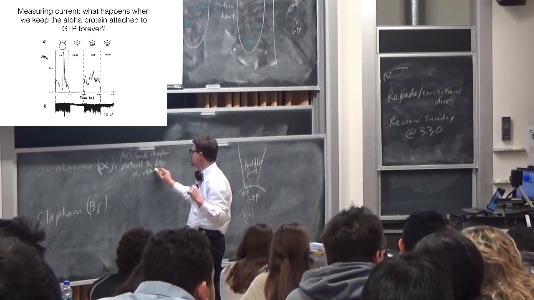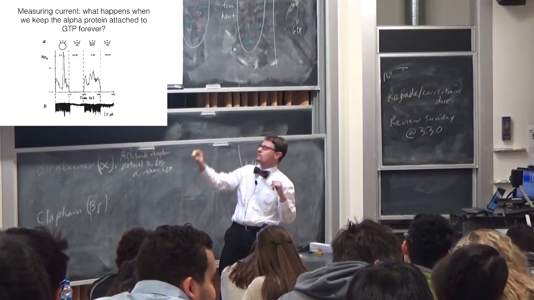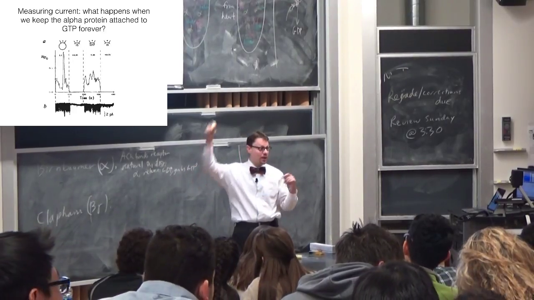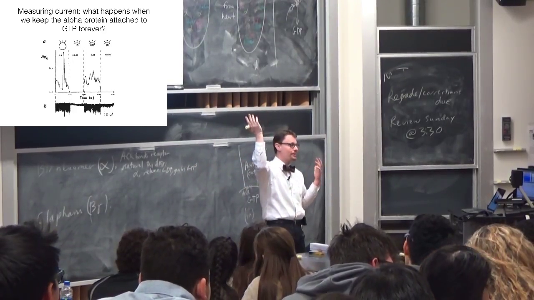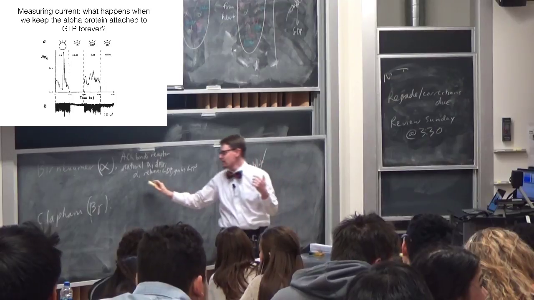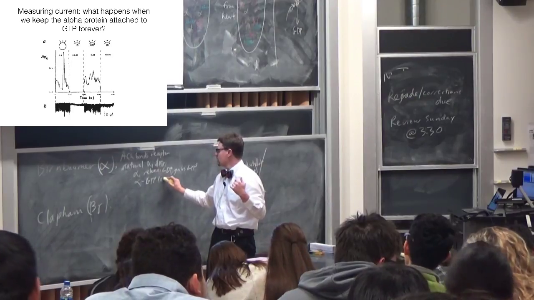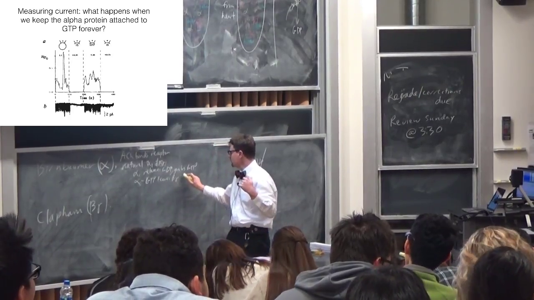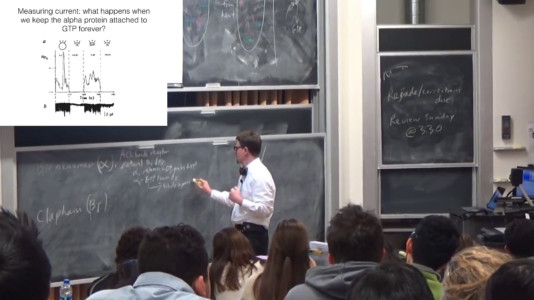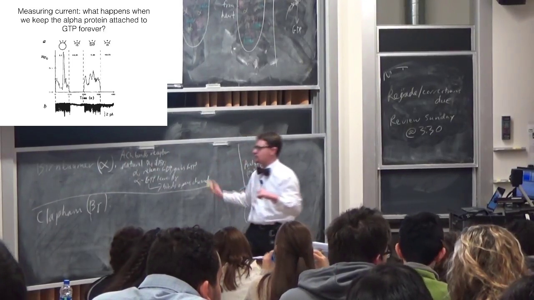So the alpha releases GDP. And fortunately for the alpha subunit, there's some fresh GTP around, so it grabs GTP. And then what happens? How does the channel open? The alpha plus GTP leaves behind the beta gamma, and then the alpha binds and opens the channel. Okay, perfect. So that's Lutz Birnbaumer's explanation for this result.